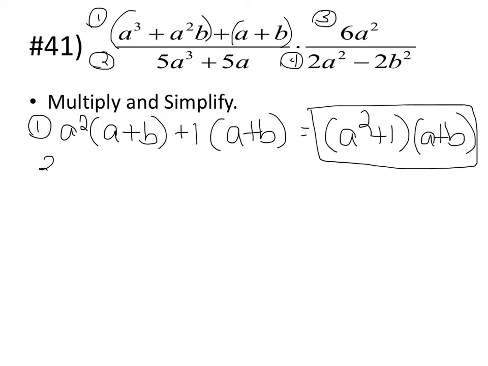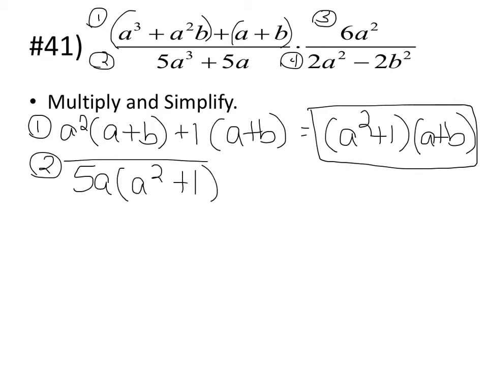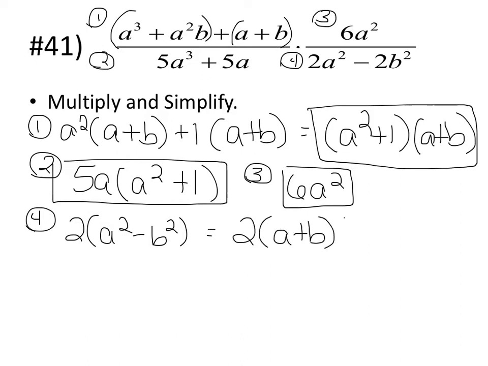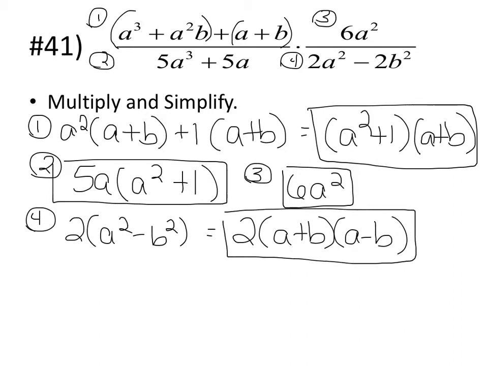Now number 2 factored. You can factor a 5a out of that, leaving behind a squared plus 1. So that's number 2 factored. Number 3 factored is just 6a squared, can't do anything with it, so that's number 3 factored. Number 4 factored, you can factor out a 2, leaving a squared minus b squared, which is difference of squares. So then it ends up being 2 times a plus b times a minus b. I told you we were going to use difference of squares a lot.